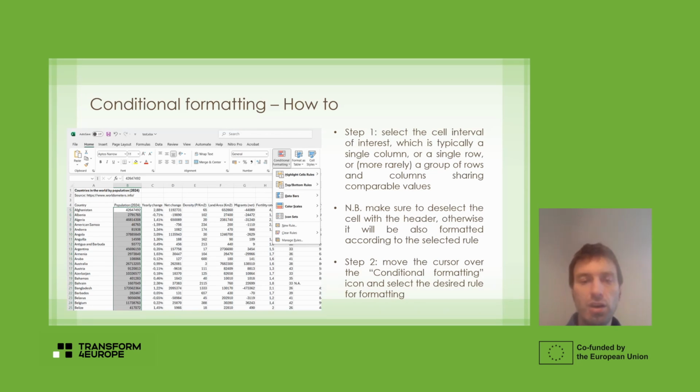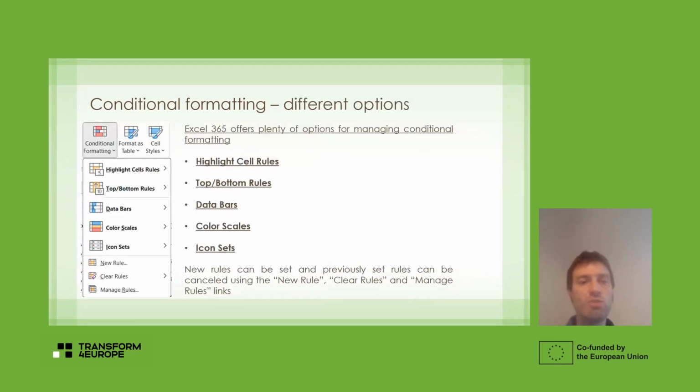Okay. So once I have selected the range of cells that I want to apply conditional formatting to, I can move the cursor to the conditional formatting icon. And in this case, as you can see, I have immediately a few different options for the desired rules. So the main ones, as you can see, for Excel 365 are these highlight cell rules, top-bottom rules. You have the options to add data bars, color scales, or icon sets.